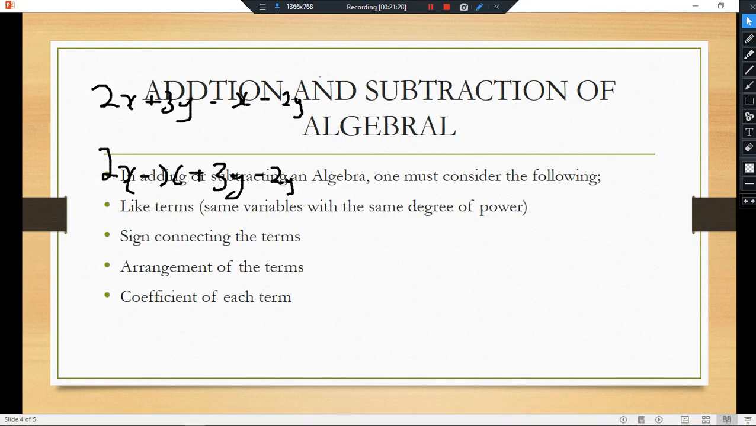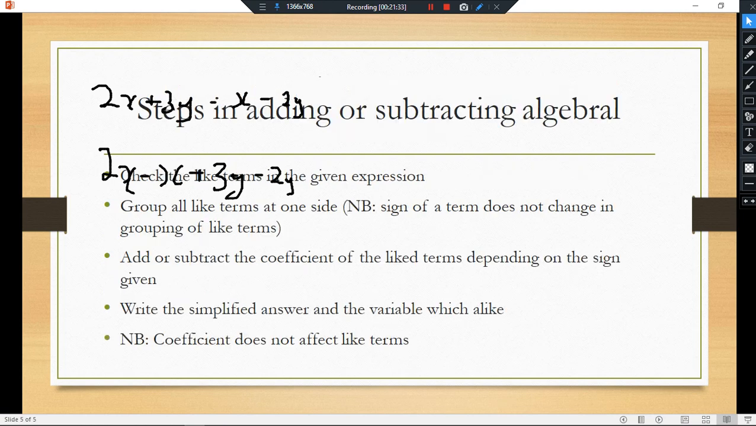Now the next thing is, let's look at the steps. So just as I said earlier, you look at the terms, the variables involved in the terms, and then you check the like terms in the given expression. You group all like terms at one side. So I said note, the sign of a term does not change in grouping. So that's what I just explained over there.